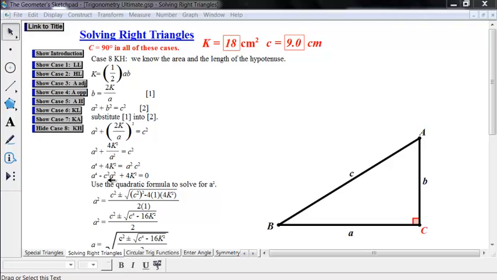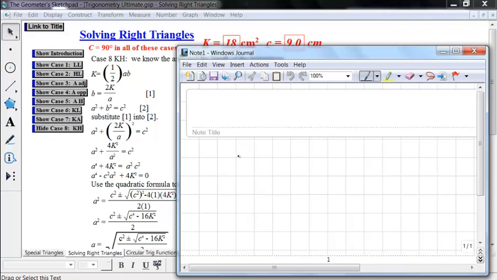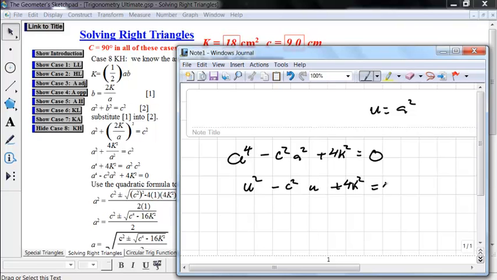Now we're going to subtract a squared c squared from both sides. I'm going to write it c squared a squared this time. And so we get a to the 4th minus c squared a squared plus 4k squared equals 0. So if we let u be a squared, this is u squared minus c squared u plus 4k squared equals 0. So this is a quadratic equation, and so we have the quadratic formula.